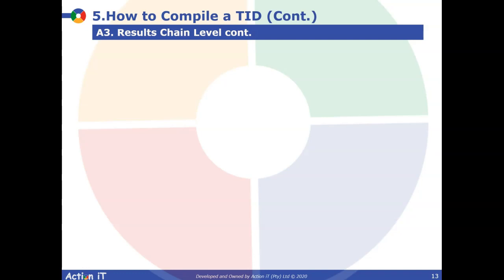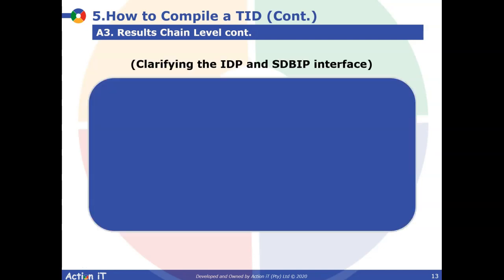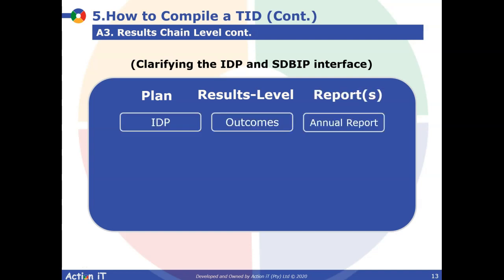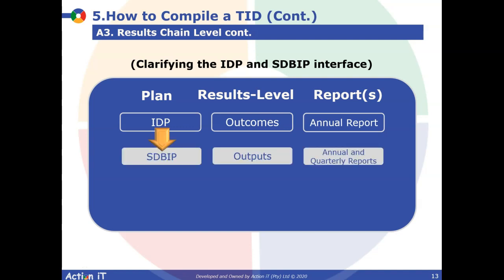It is very important to understand the interface between the IDP and SDBIP. I would like to clarify this interface in the following graphic by showing the relationship between the plan where the indicators are documented, the results chain applicable to the indicator, and the report in which the results are reported. The IDP includes the long-term indicators for the municipality that will be included in the annual report and reported upon on an outcome basis. The SDBIP includes the annual organizational indicators for the municipality that will be included in the annual and quarterly reports and reported upon on an output basis.